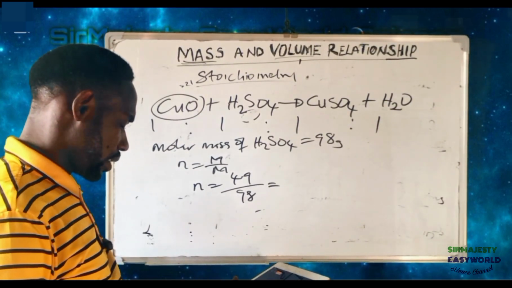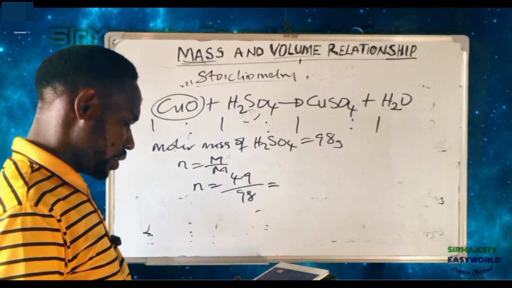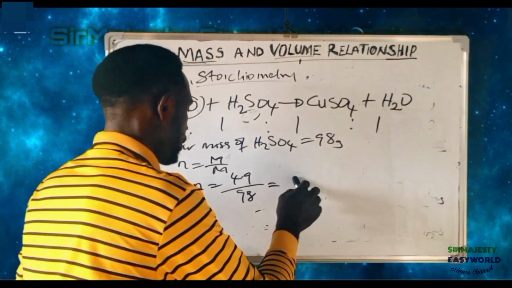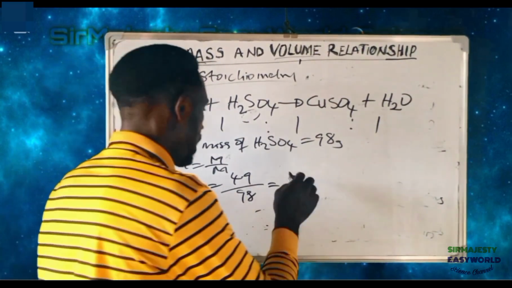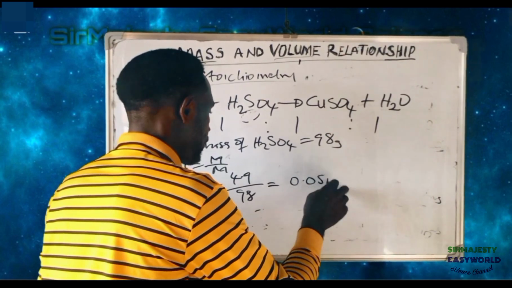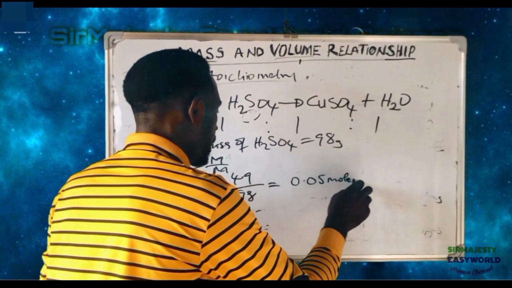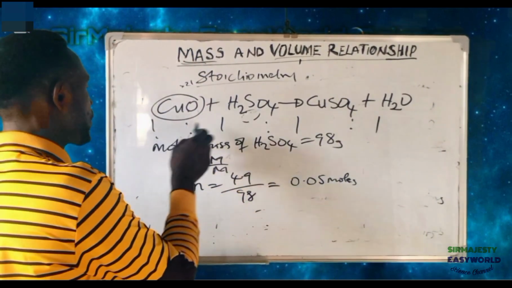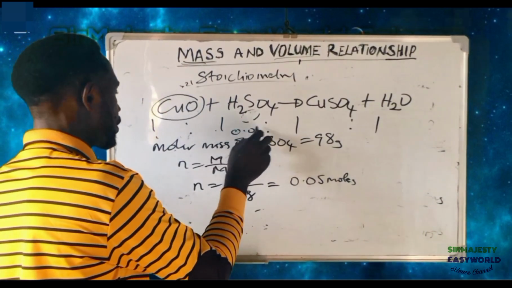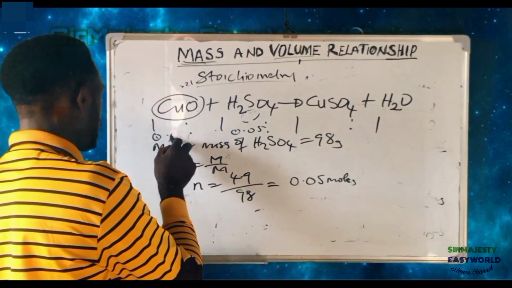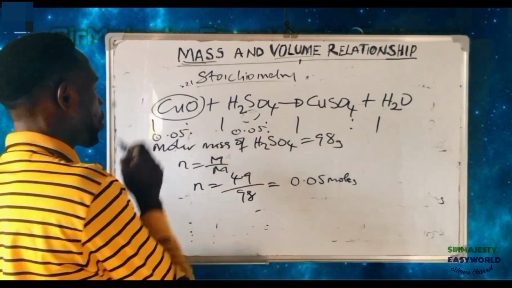4.9 divided by 98, 0.05. So it's not 0.01, sorry. So we have 0.05 moles. And looking at the stoichiometry, 1:1. So if here is 0.05, this is automatically 0.05 because they have equal mole ratio.